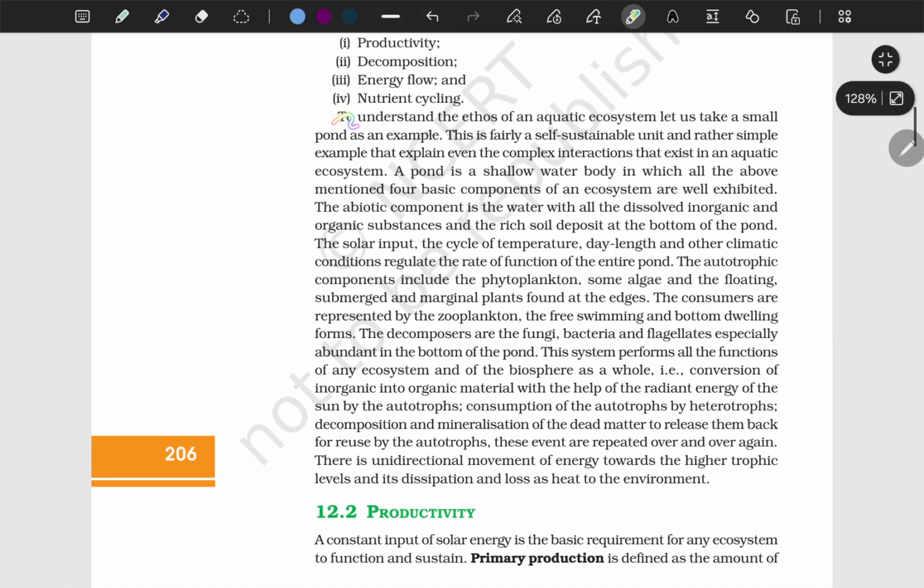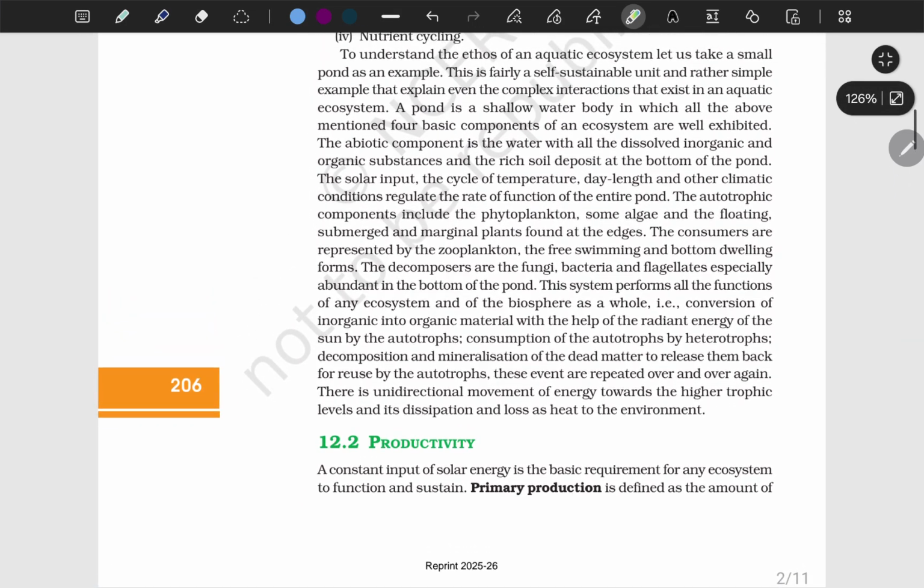And to understand the ethos of an aquatic ecosystem, let us take the example of a pond. This is a fairly self-sustainable unit and a rather simple example that explains even the complex interactions that exist in an aquatic ecosystem. A pond is a shallow water body in which all the above-mentioned four basic components of the ecosystem are well exhibited. The abiotic component is the water with all the dissolved inorganic and organic substances and the rich soil deposit at the bottom of the pond.